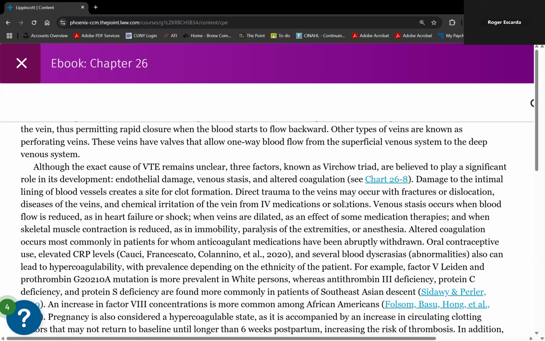And then the same thing for altered coagulation. We'll treat the underlying cause. If you have cancer, we'll treat that. We'll deal with the clots separately. All right?